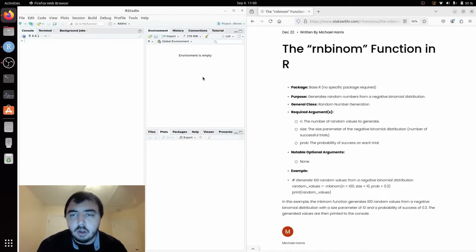Today I'm talking about the rnbinom function. This function generates random values from the negative binomial distribution. The required arguments are n, size, and probability.